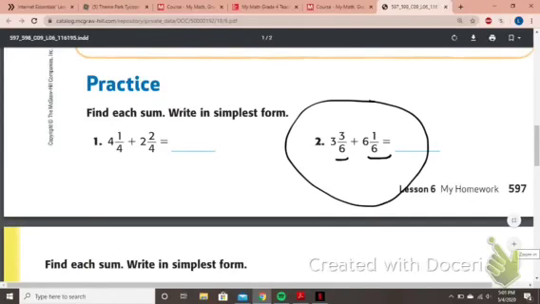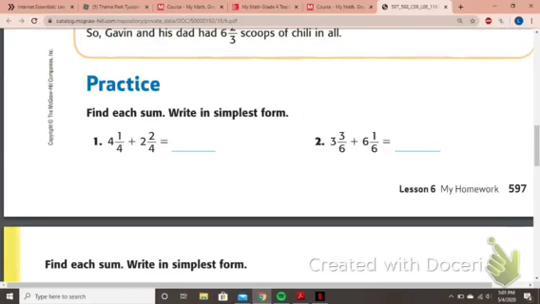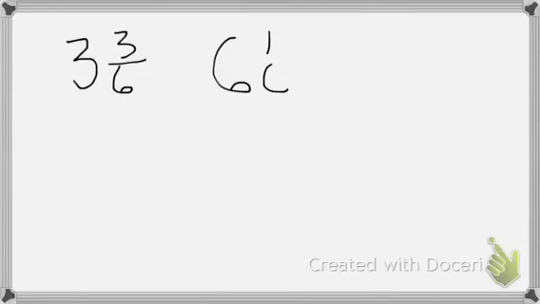So first of all, they don't give you any room to work out this problem, so you have to get a separate sheet of paper to do these. Okay, so you have 3 and 3/6 and 6 and 1/6. So what I'm going to do is open up here and rewrite these out.